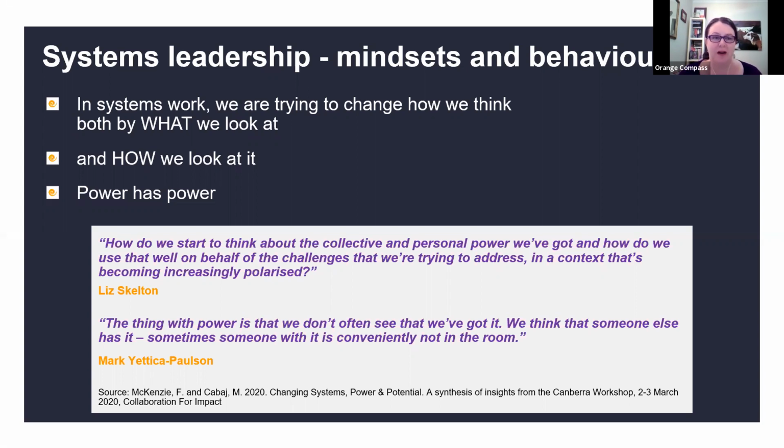And power has power. So I've got two quotes here, one from Liz Skelton from Collaboration for Impact, really thinking about both collective and personal power, the power we've got, and how do we use that well on behalf of the challenges we're trying to address. And Mark Yedder-Paulson talking about power, and you might recognise this pattern, it's often we don't see we've got it, and we think that someone else has it, and usually they're not in the room. So paraphrasing there, but it really is this idea that often we enroll power in different ways to either avoid a reality, change a reality, or control others in our reality. So really trying to surface that.